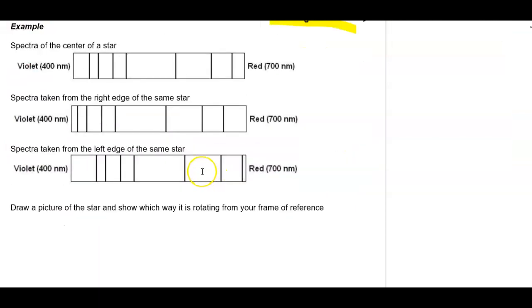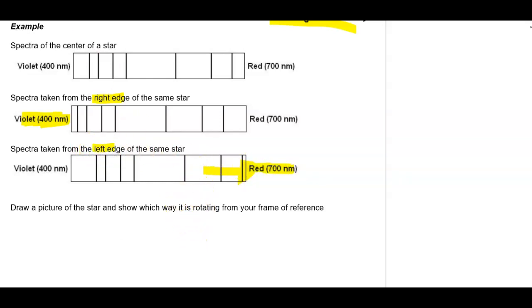So let's take a look at an example here of this star. At the center of the star, we see the lines all lined up like this. But on the right edge of that same star, notice that all those lines seem to be a little bit more towards the violet, right? The blue side. We know that this is the blue side because it's shorter, 400 nanometers. And so the right side edge must be moving towards us. On the left side edge, notice the spectral lines are all shifted more towards the red side.